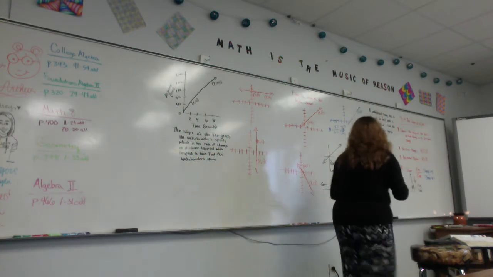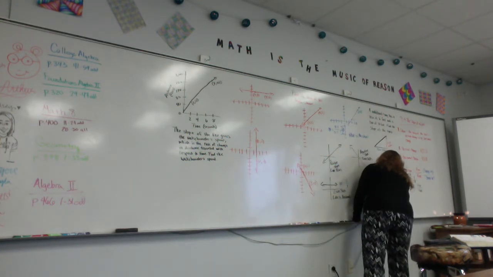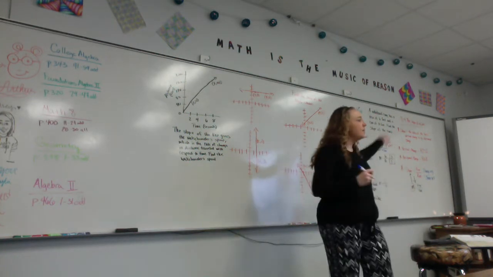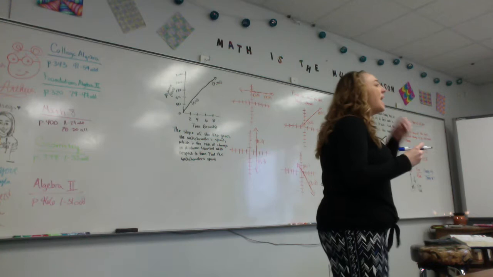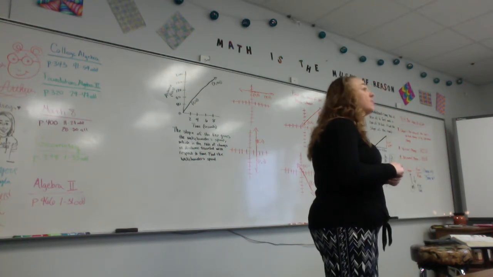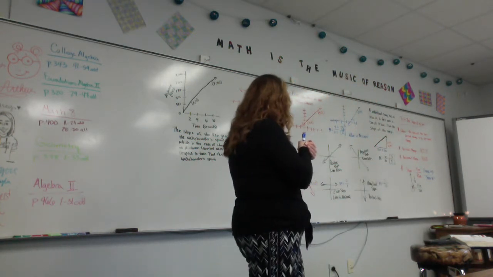This is when you get an undefined slope: when your slope ends up having a 0 in the denominator. No matter what that top number is, if the denominator is 0, it's undefined. Can I have a 0 in my denominator? No. That's why it's undefined. You can't have a 0 in the denominator. That's when I know it's undefined.